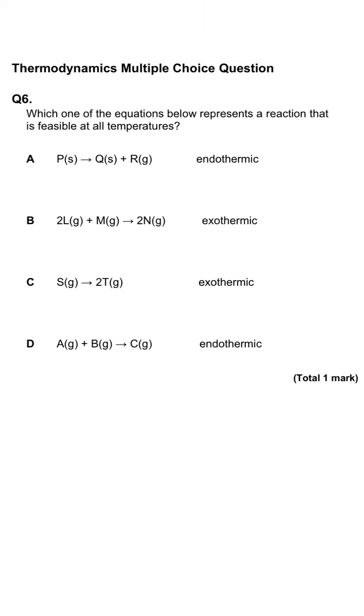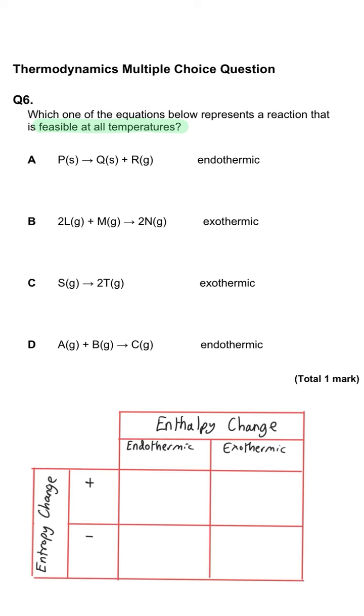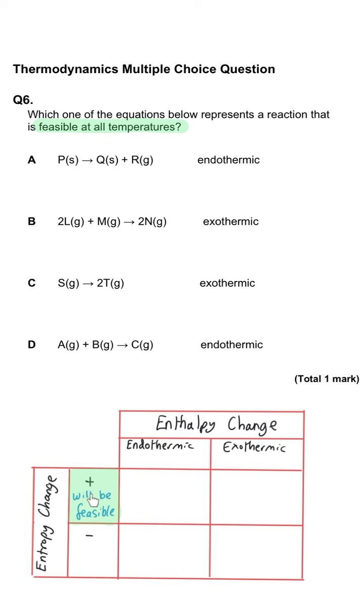Which one of the equations below represents a reaction that is feasible at all temperatures? Well, I've drawn a grid here that will help us to work this out. So if we consider entropy changes and enthalpy changes separately at first, the reaction is more likely to be feasible if the entropy change is a positive one, and so we can put a tick into each of these two boxes. And then a reaction is less likely to be feasible if the entropy change is negative, so we can put a cross into each of these two boxes.